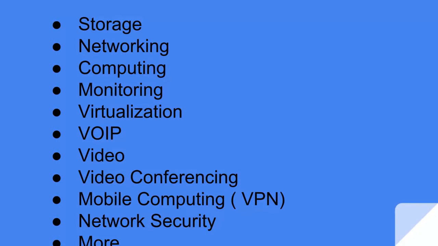We're definitely going to look at networking: switches, routers, firewalls, etc. We're going to look at computing: desktops, laptops, operating systems, Windows, Mac, Linux. We're going to look at monitoring. I mean, if you have an infrastructure and a business, you need to know when things don't work properly, even if it's very simple things such as your printer being out of ink.